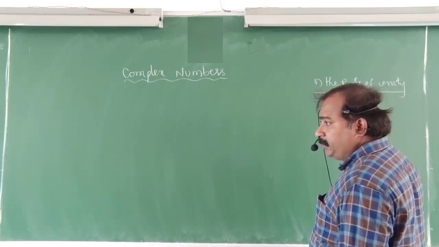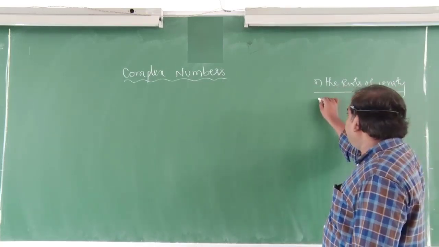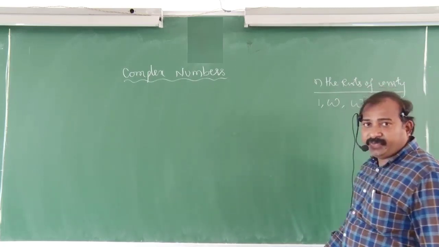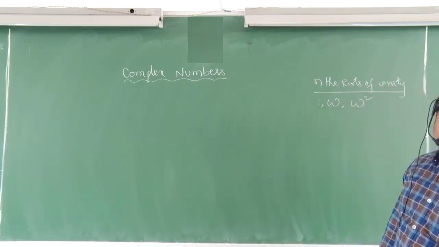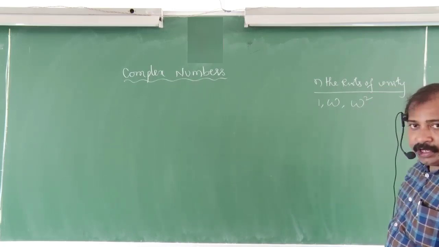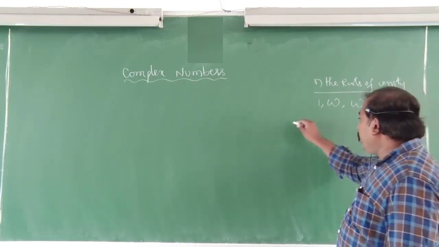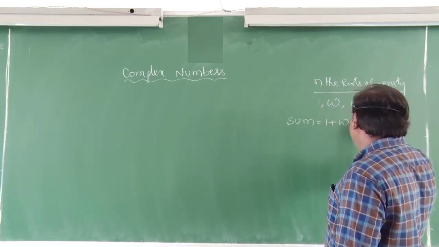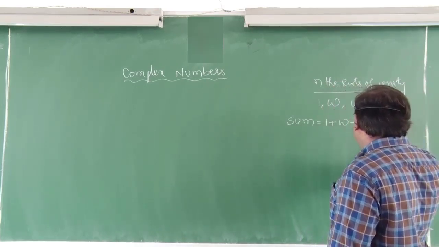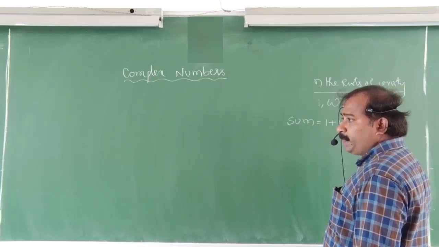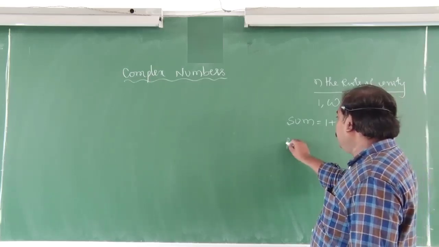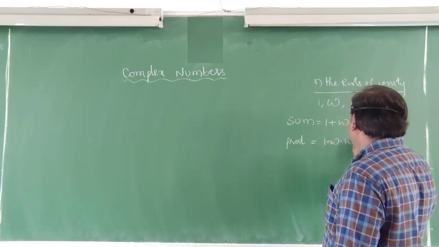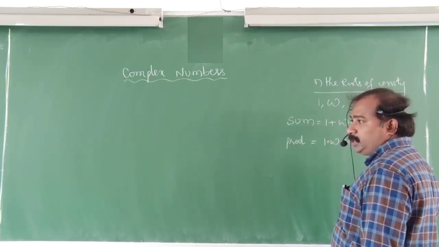Just now we completed cube roots of unity. So what are the cube roots of unity? 1, omega, omega square. These are the cube roots of unity. And what is the sum of these values? 1 plus omega plus omega square is equal to 0. And if we take the product, what is the product value? 1 into omega into omega square equals 1.